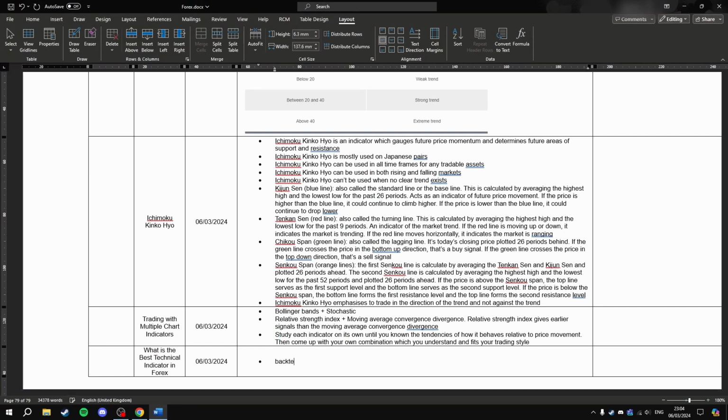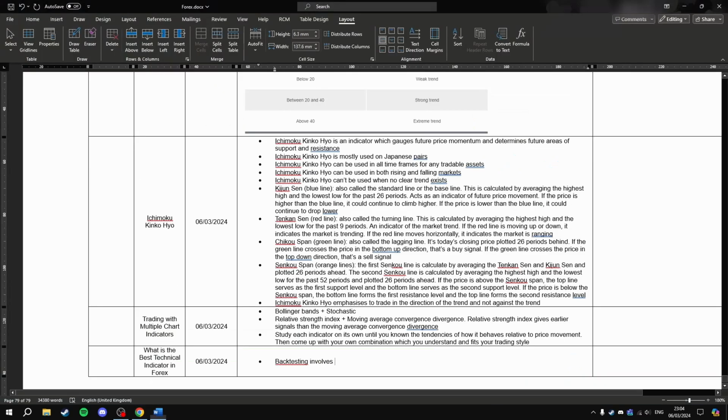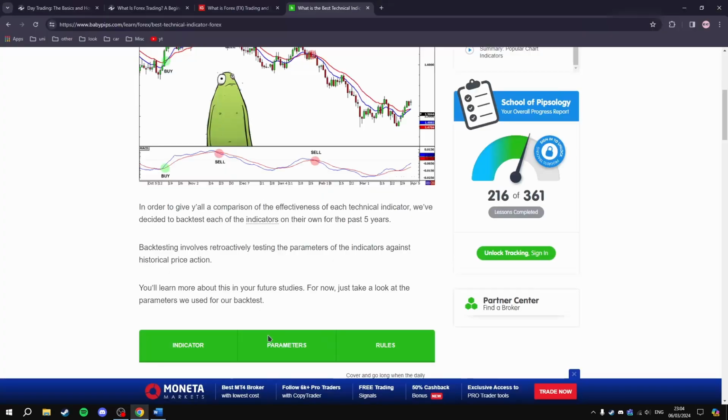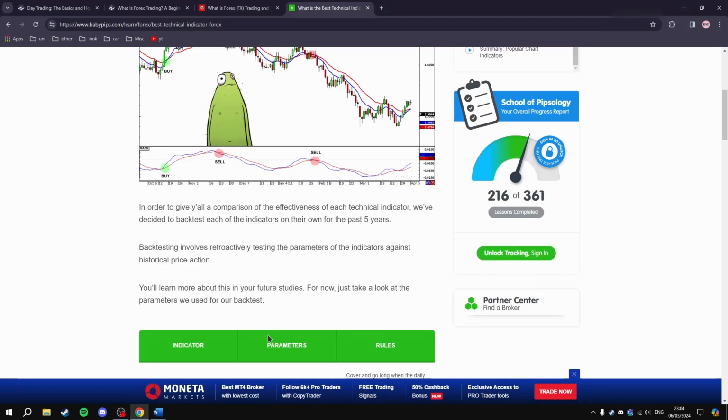Right, okay, so backtesting involves retroactively testing the parameters of the indicators against historical price action. So using past prices to test the technical indicators. You'll learn more about this in your future studies. For now, just take a look at the parameters we used for our backtest.